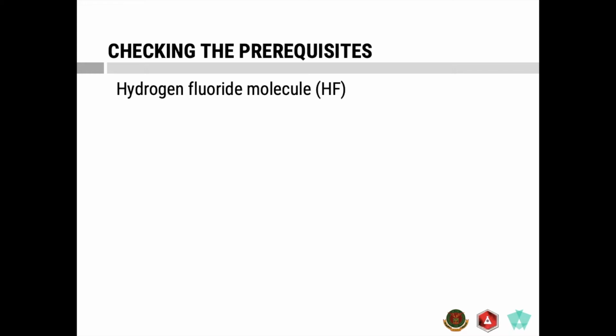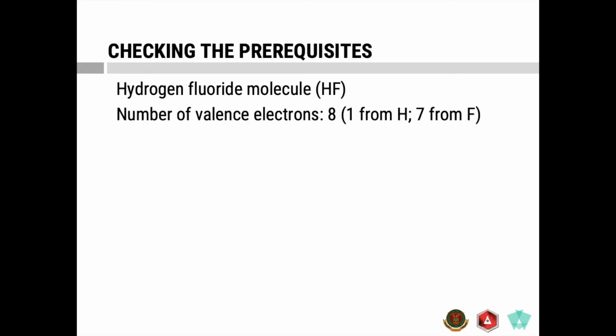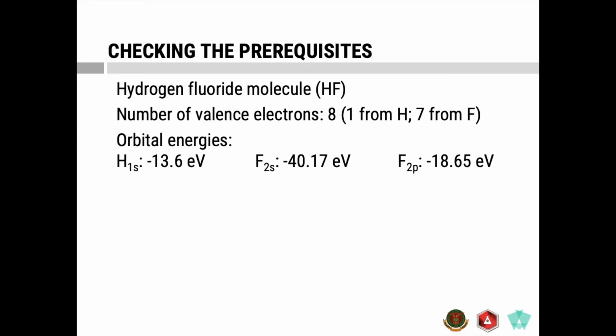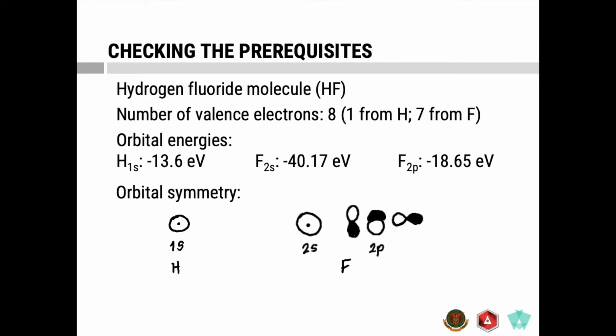For the hydrogen fluoride molecule, we have a total of 8 valence electrons, 1 coming from the hydrogen atom and 7 coming from the fluorine atom. For the orbital energies, we have the lone orbital for the hydrogen, which is the 1s, at negative 13.6 electron volts, and the valence orbitals for fluorine would be 2s at negative 40.17 electron volts and 2p at negative 18.65 electron volts.